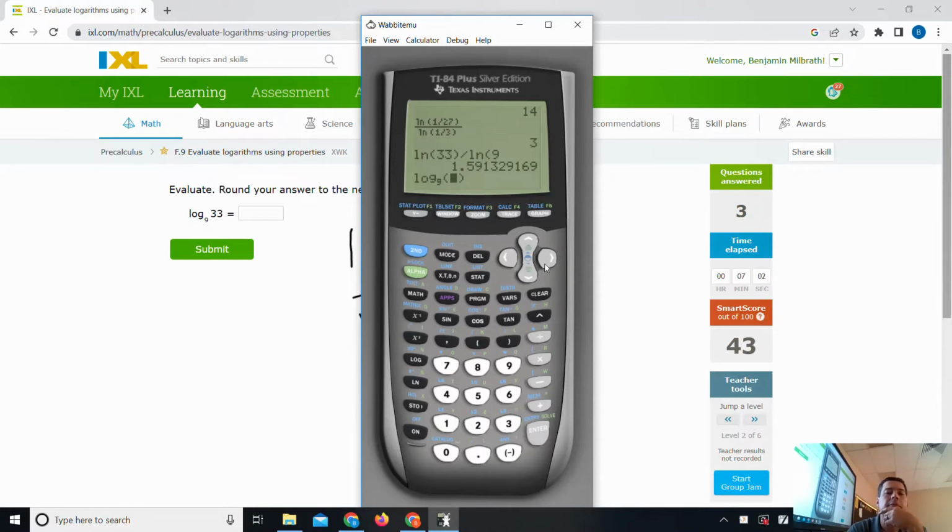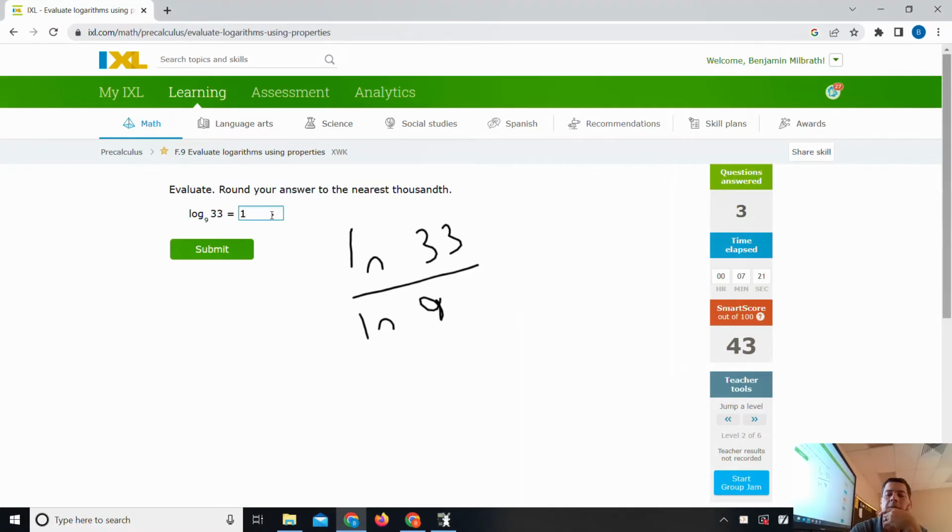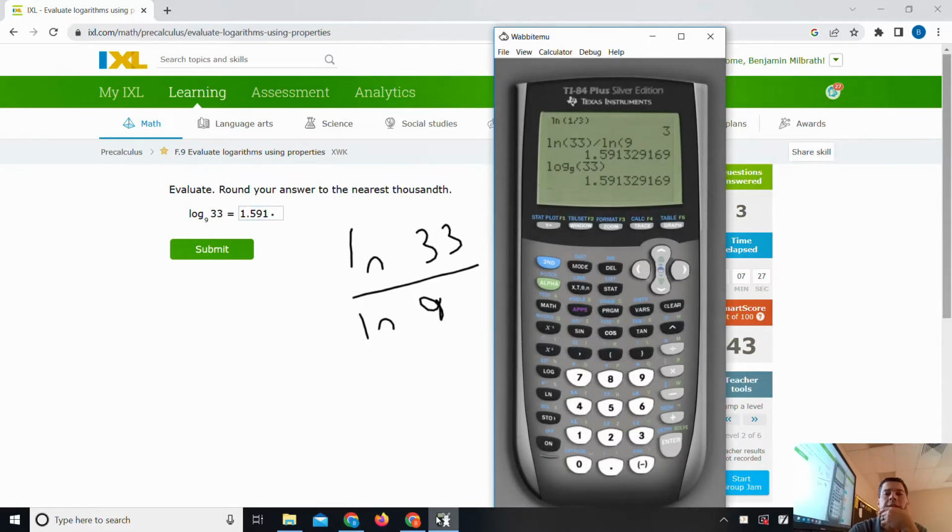If the change of base formula is too much for you, you can do this, but you need to learn the change of base formula because it's very useful at times. Anyways, you get the same thing. They want the thousandth, which is a third decimal, so 1.591. I need to double check that. I am fatigued. 1.591.